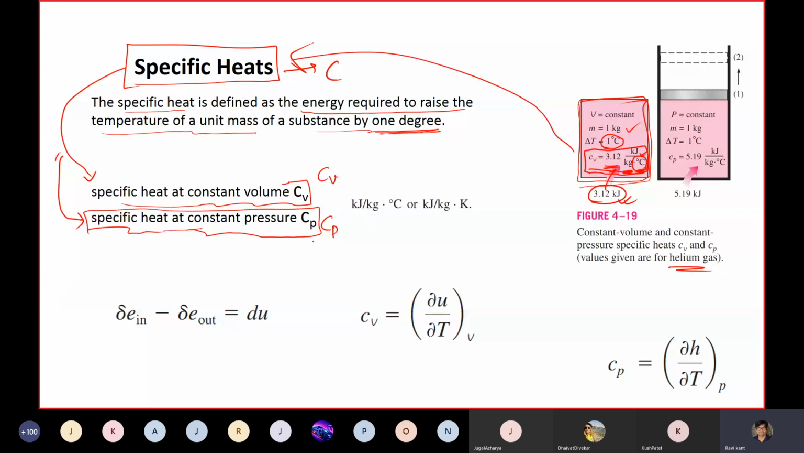So at constant pressure, take the same helium gas. It means your container is not fixed; you are allowed to expand so that your pressure remains constant all the time. Volume may increase, mass is still the same, and we need to increase the temperature by 1 degree. It has been seen that it needs 5.19 kilojoules of energy to increase the temperature of this substance by 1 degree. So now you can see that Cp is always greater than Cv.